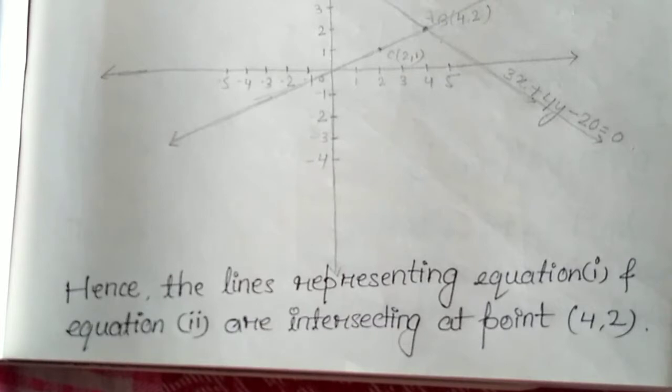So there are 2 more graphs left. One is parallel lines and another is coincident lines. We will be discussing them in our upcoming videos.